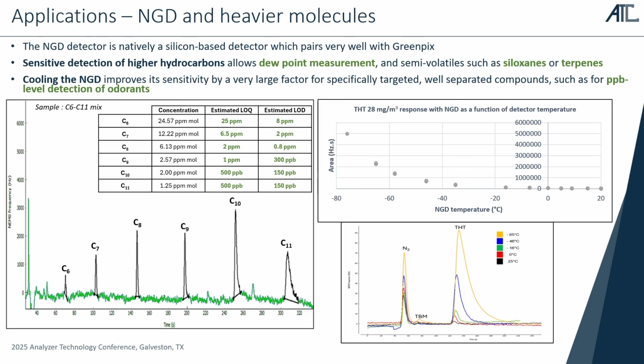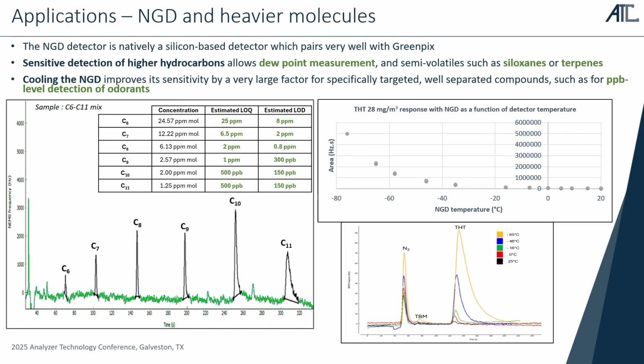One word about the NGD, last application. I mentioned its sensitivity to heavier molecules, C6 to C12 and beyond. Well, on the left here, you have an example, mix C6 to C11, and you can see the limits of detection start to get down to ppb levels after C8, which is not accessible for TCD. An obvious application for this case is accurate dew point measurement. So these are the limits of detection obtained in these conditions, of course.